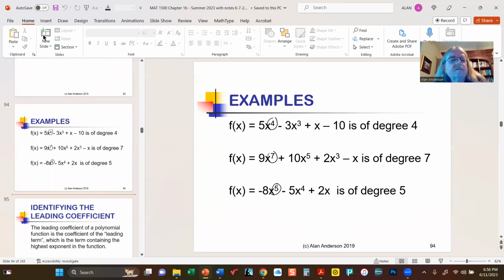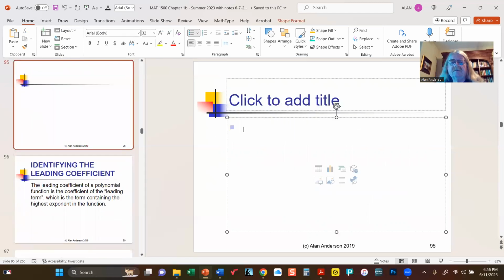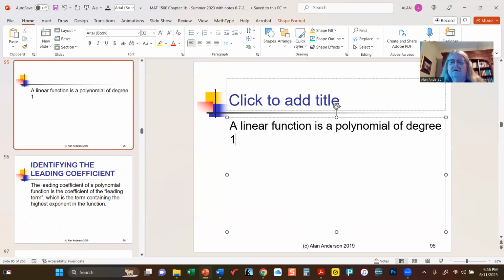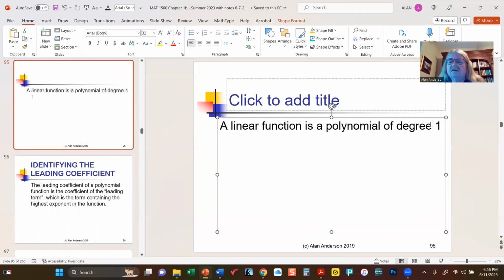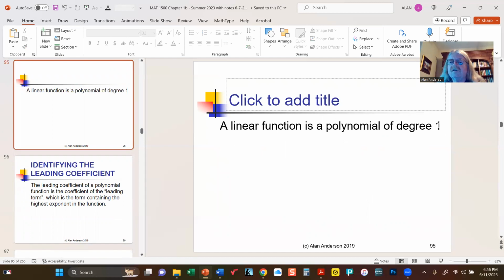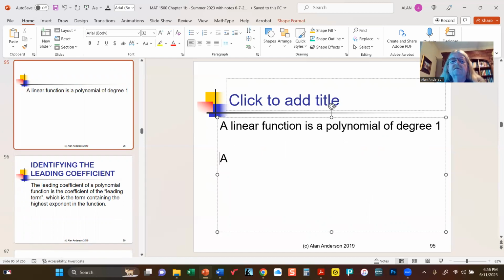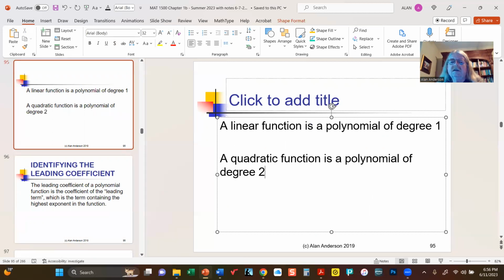So what that means then is very simply a linear function is a polynomial of degree 1. Okay. A quadratic equation or function is a polynomial of degree 2. And then finally, a cubic function is a polynomial of degree 3.